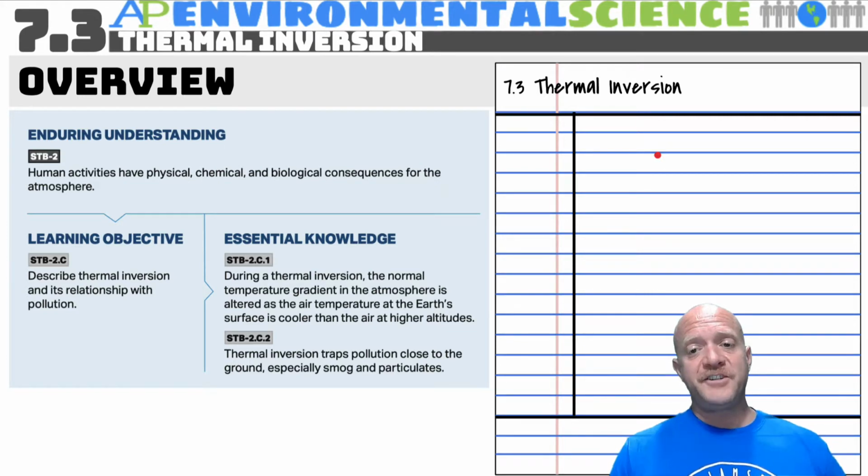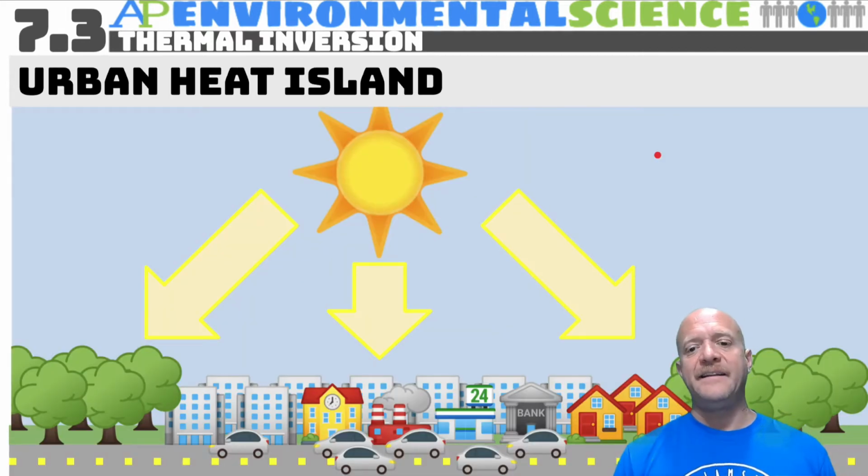So thermal inversion is related to the heat island effect. And an urban heat island, remember, there are a lot of surfaces in a city that have very low albedo. In other words, they absorb a lot of solar energy and in turn re-radiate that energy as infrared radiation. In other words, the sunlight makes the cities hotter.